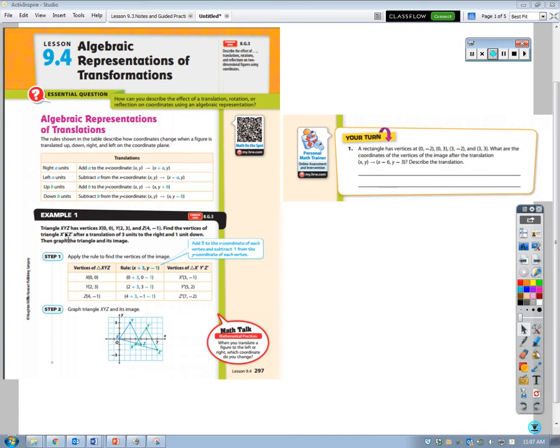So let's take a look here at example 1. Triangle XYZ has the vertices for point X of 0, 0, for point Y of 2 and 3, and for point Z of 4 and negative 1. We need to find the vertices of triangle X prime, Y prime, and Z prime after a translation of 3 units right and 1 unit down.